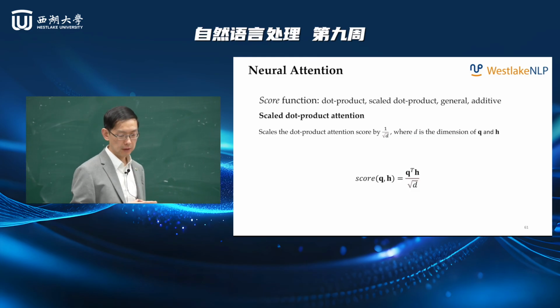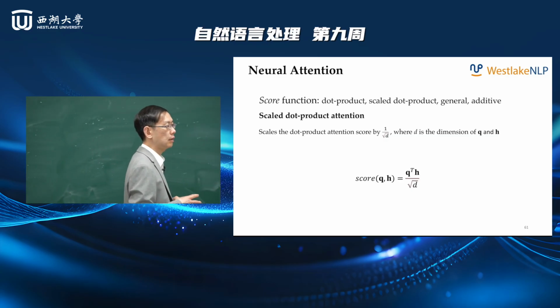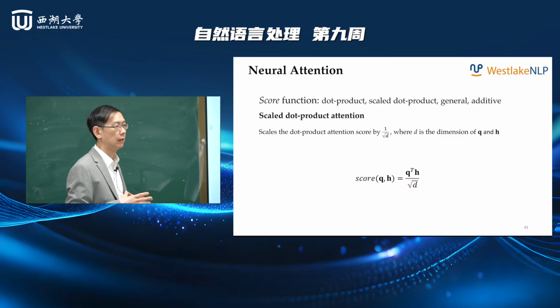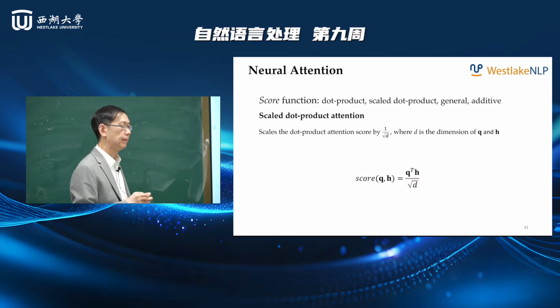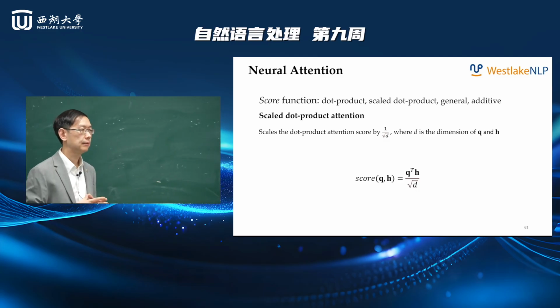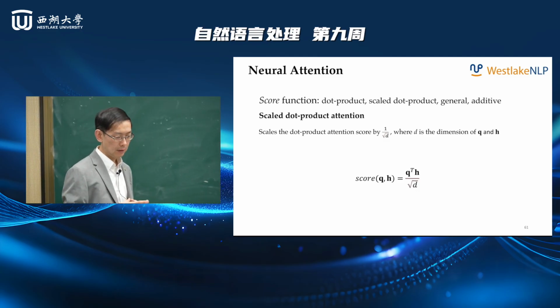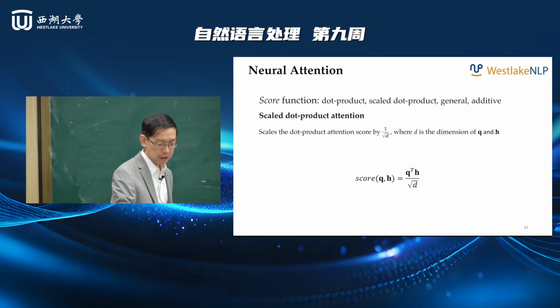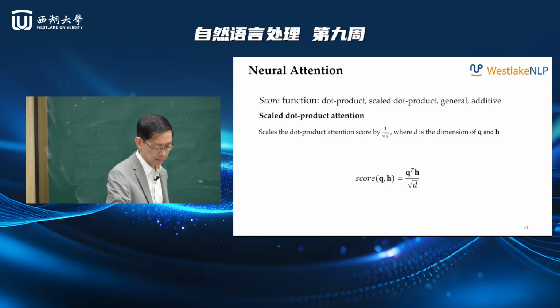What's the advantage of this general attention? First of all, you don't just take the brute force similarity score. You allow some model parameters to control the similarity score. Second, this tensor form allows every element of Q to interact with every element of H through the tensor product. So it gives more feature contact between the two vectors.